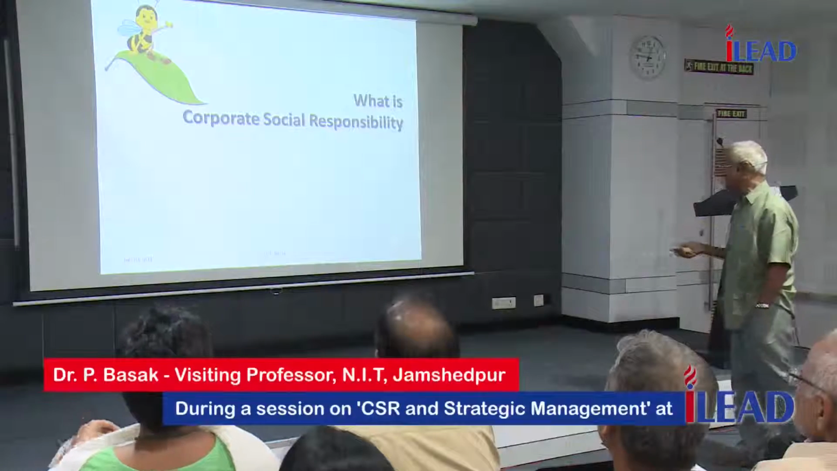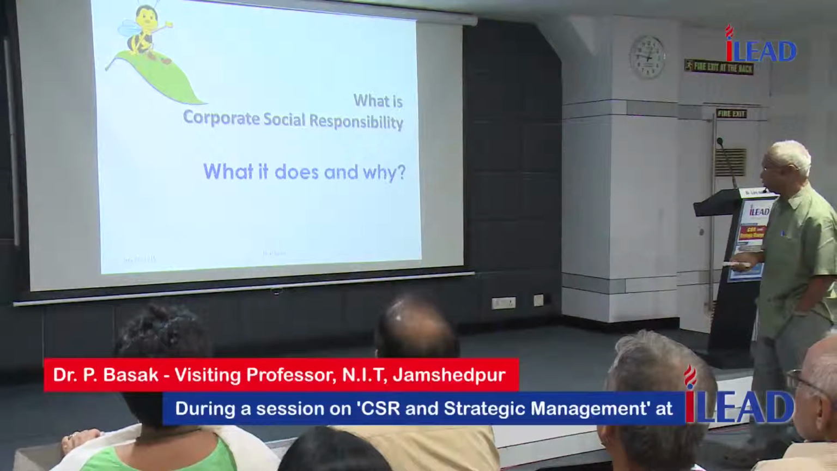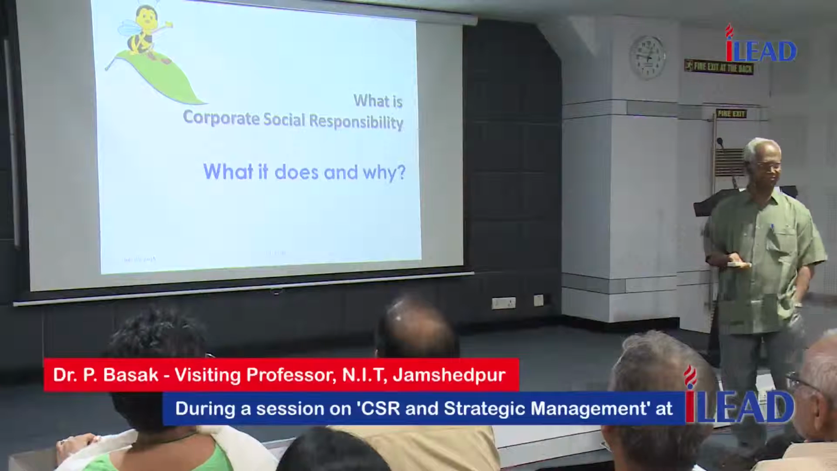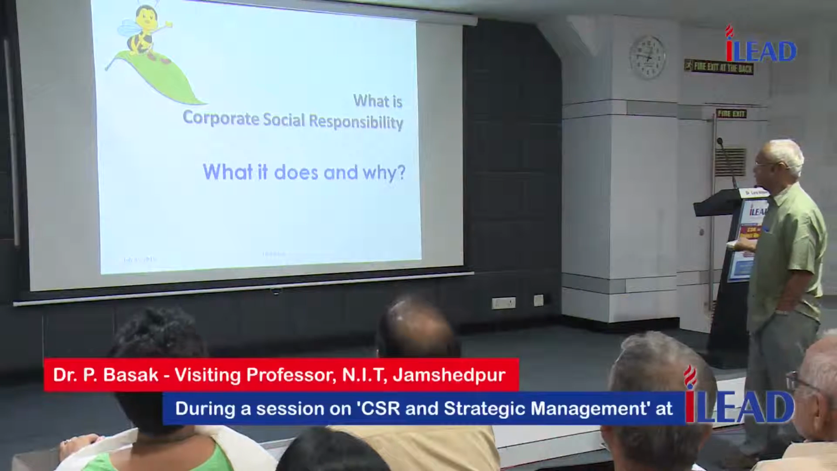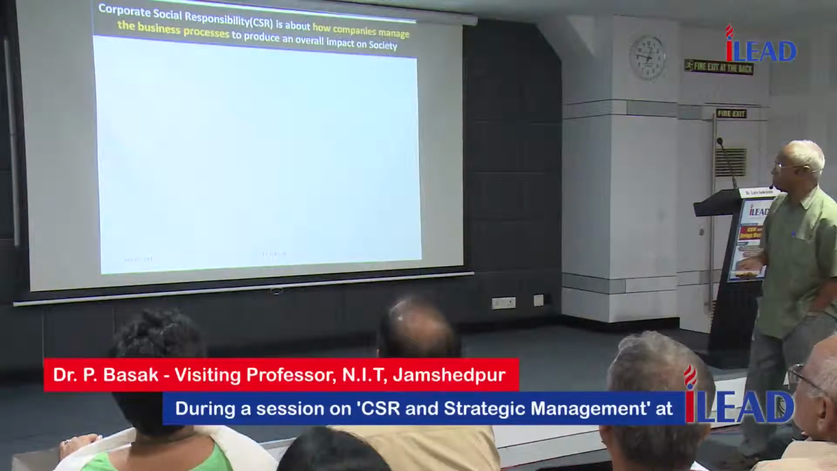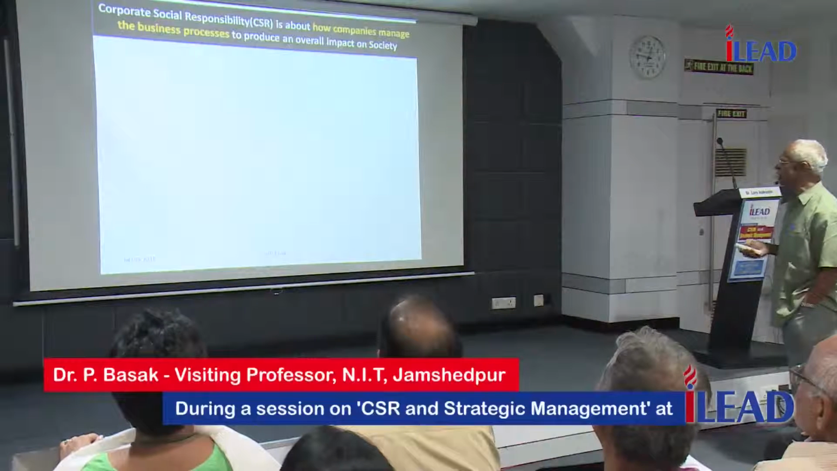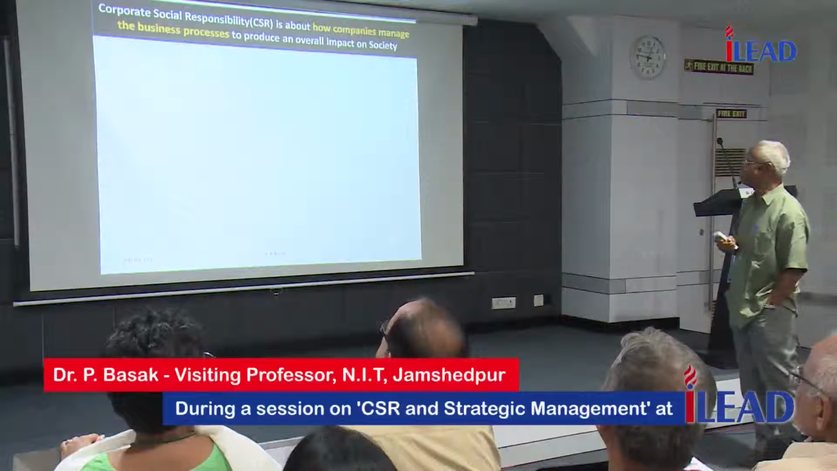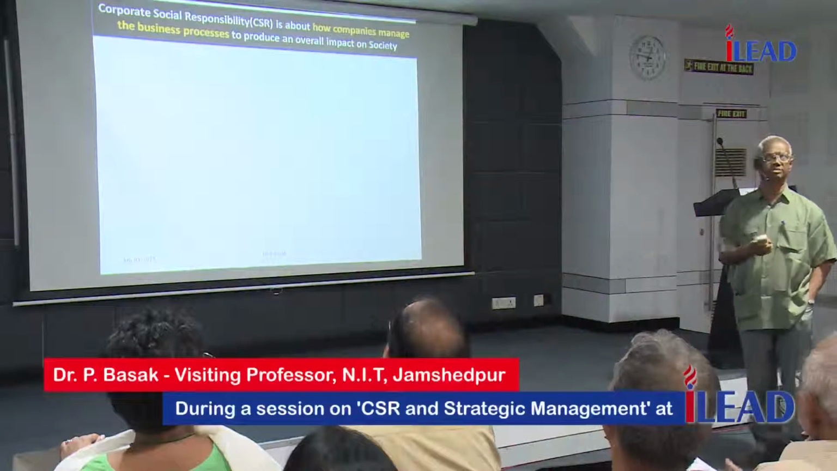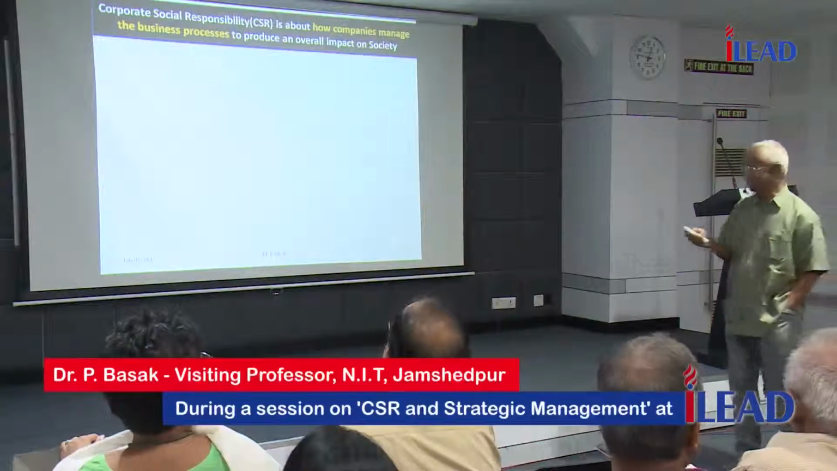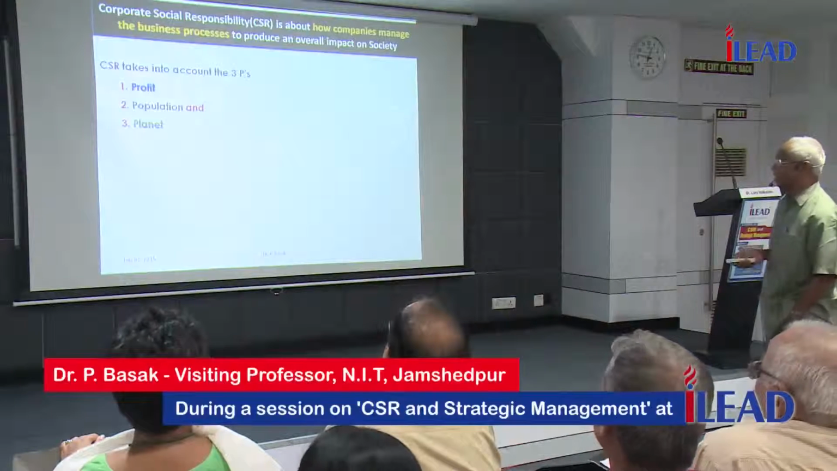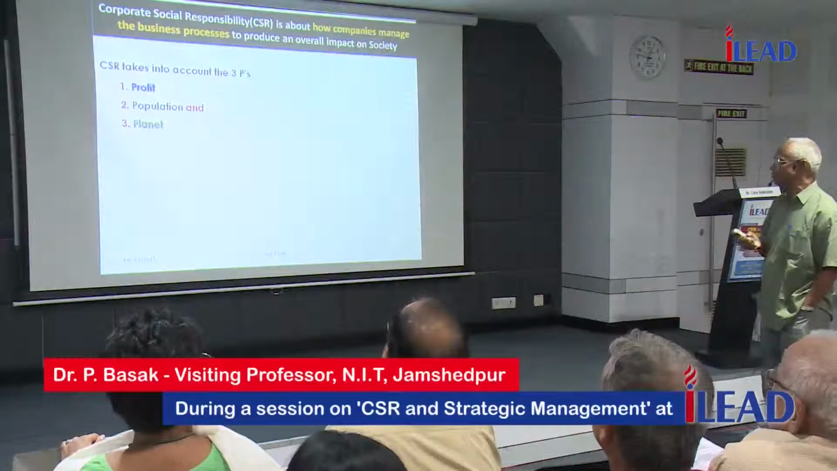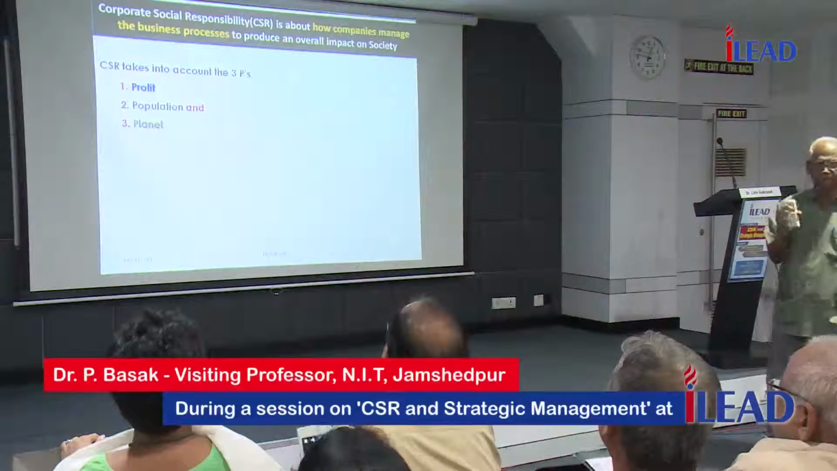So what is corporate social responsibility, what does it do, and why? Corporate social responsibility is about how companies manage their business processes to produce an overall impact on society. Now, CSR takes into account 3 P's: profit, population, and planet.